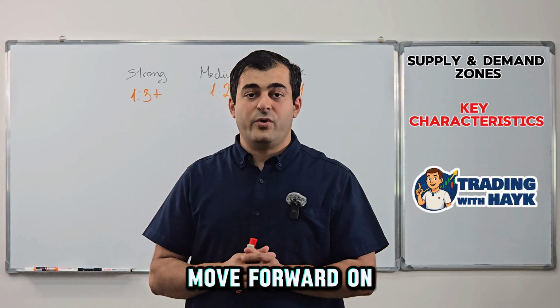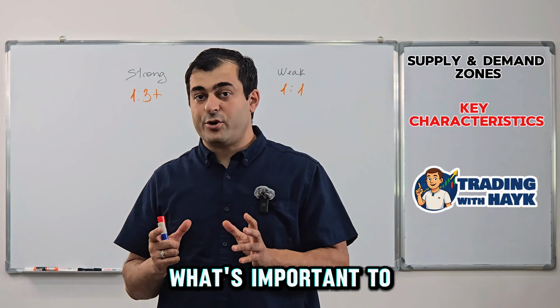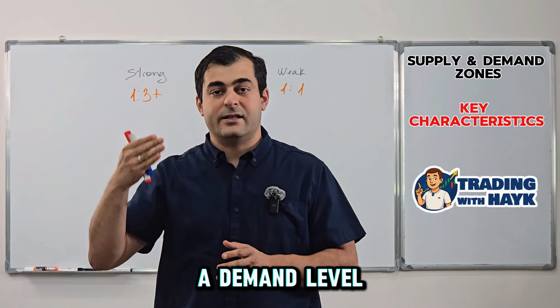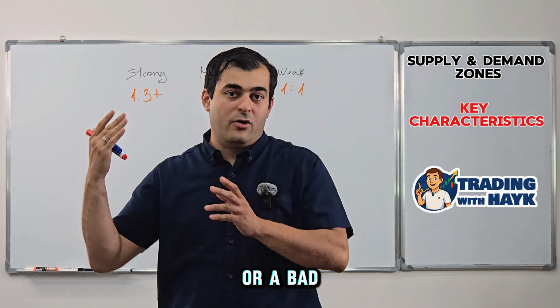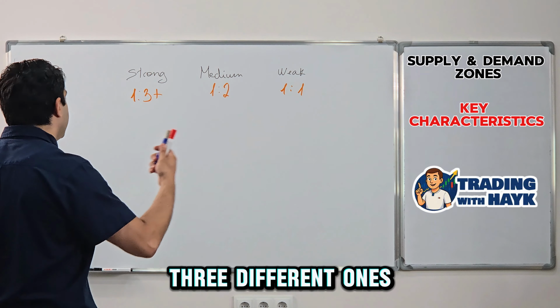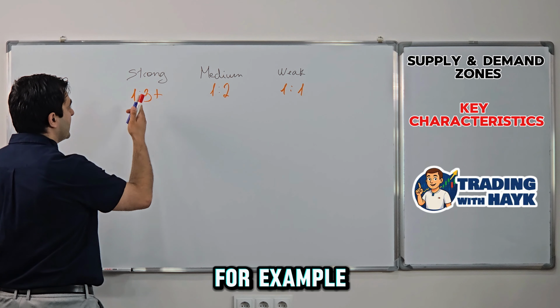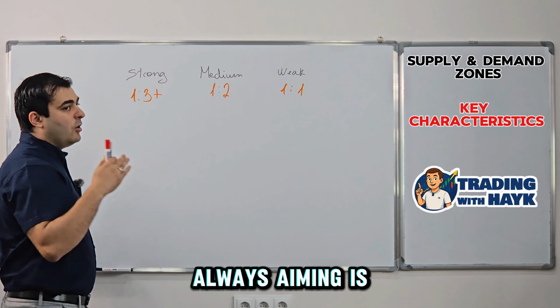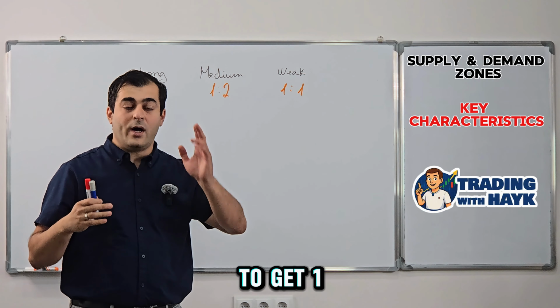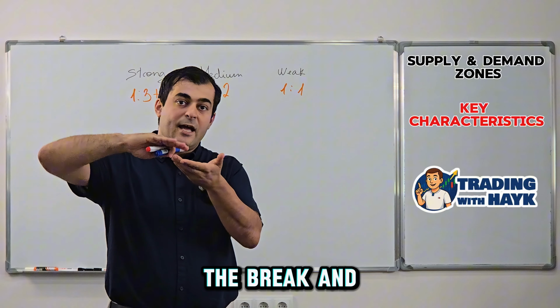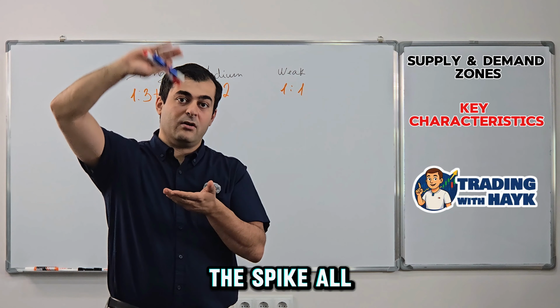Okay, so let's move forward on the characteristics. What's important to see and understand, and what makes a demand level a good level or a bad level, or the supply level, right? So there are three different ones. For example, we have the strong, the medium, and the weak. What we are always aiming for is to get a 1-to-3 ratio, the break and the spike all the way up.